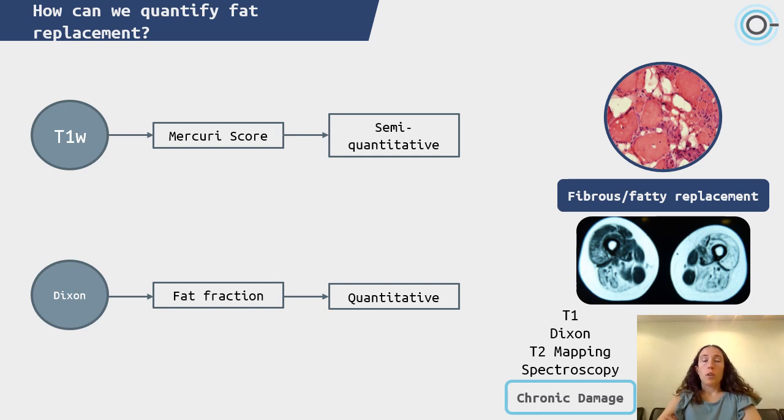Through the use of T1 weighted images we are also able to calculate the amount of fat that is replacing the muscle through the use of a score, which is the Mercuri score. However, this is a semi-quantitative score, so it's not as accurate as the fat fraction, but in the eyes of an expert observer it can be quite accurate, and there's little variability.